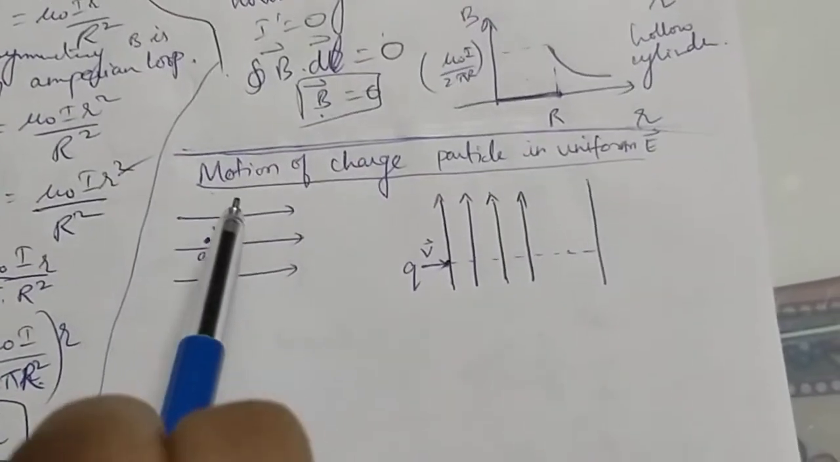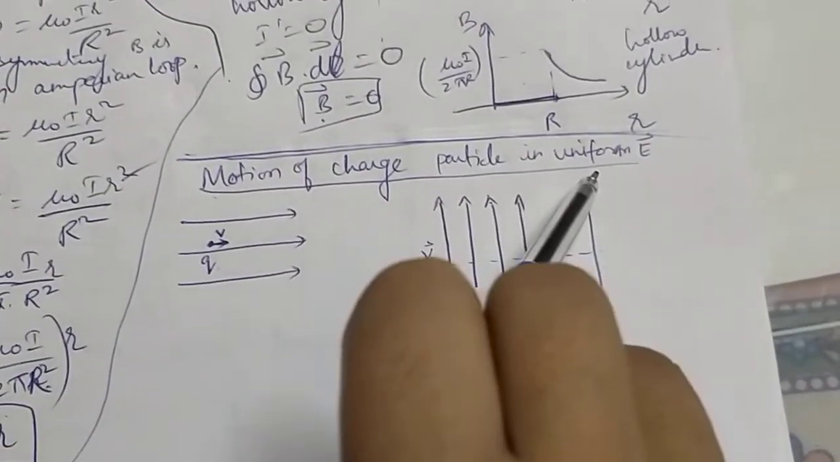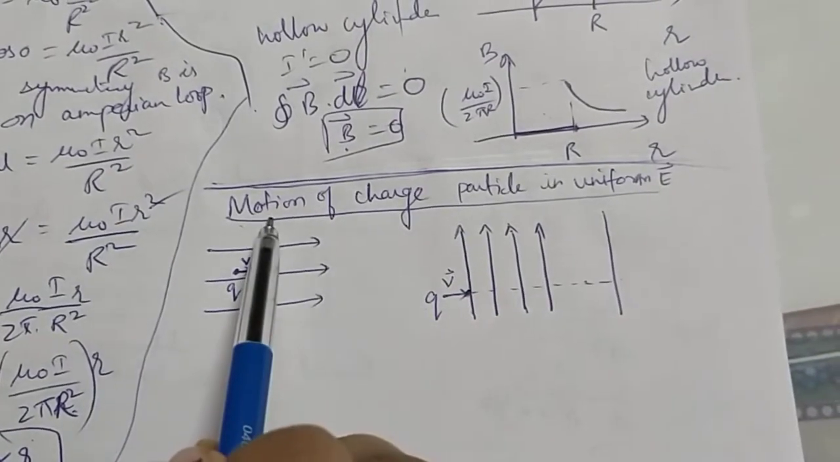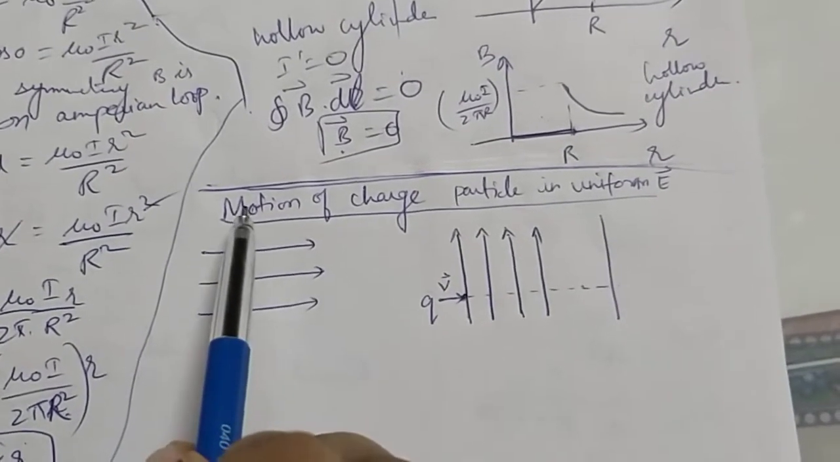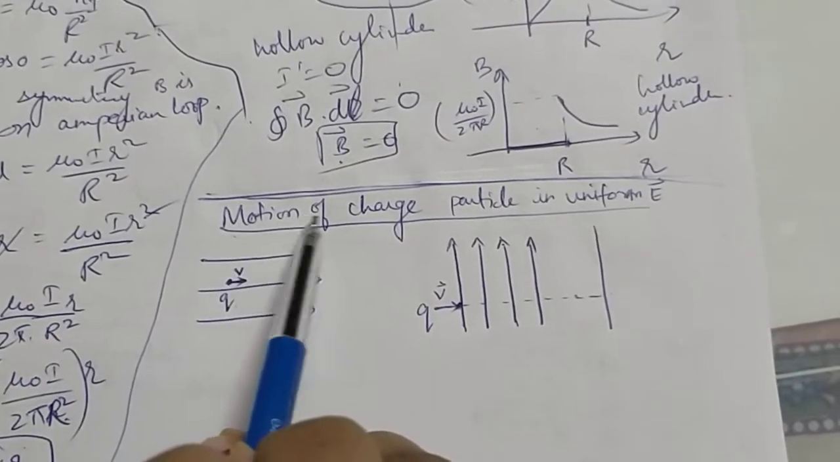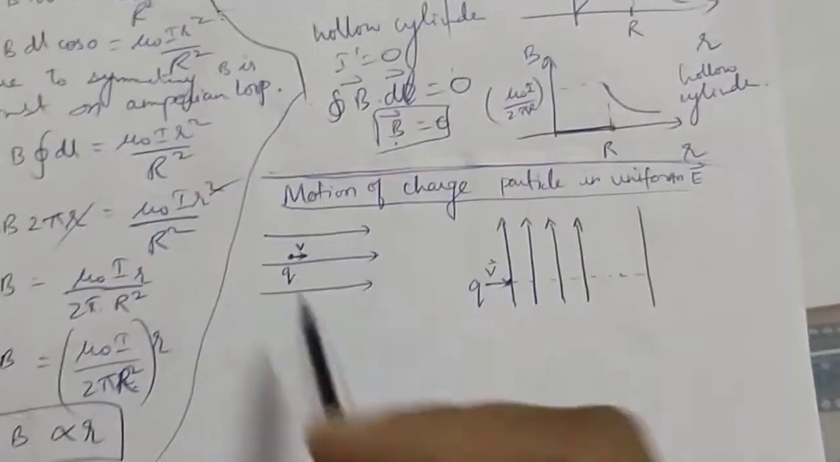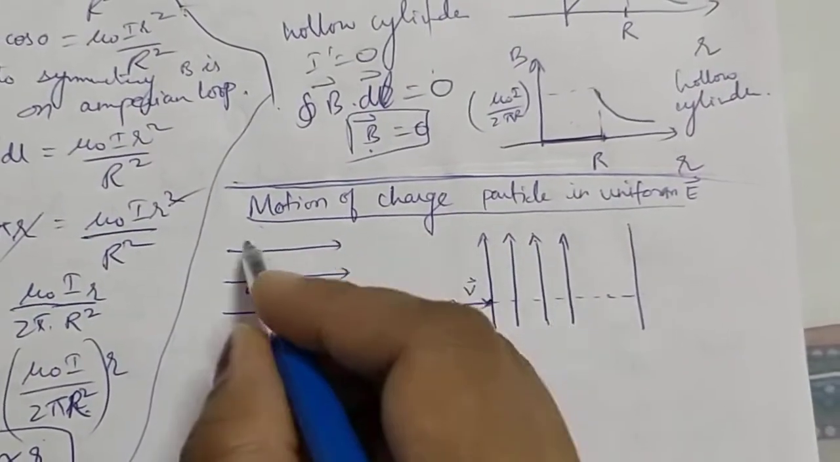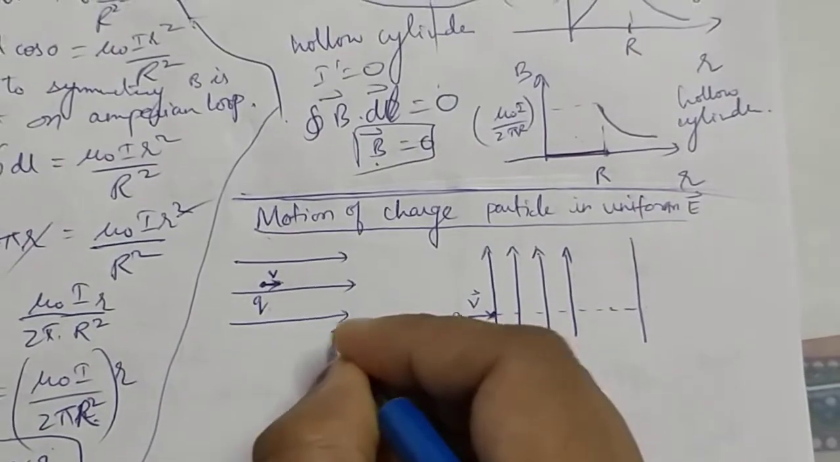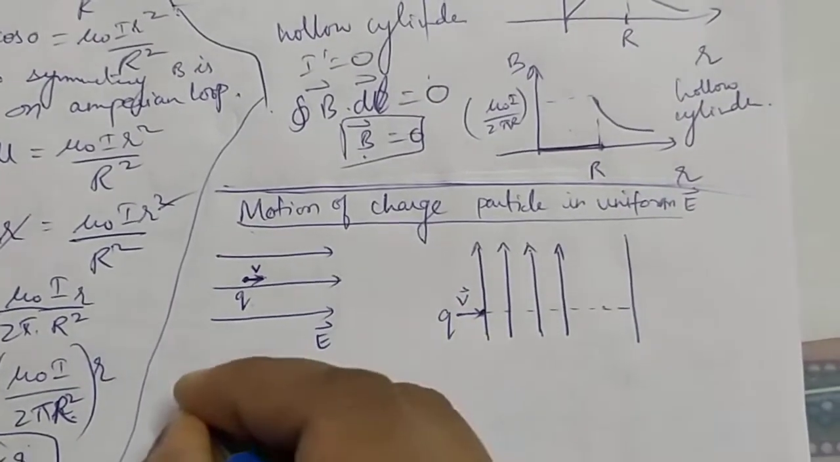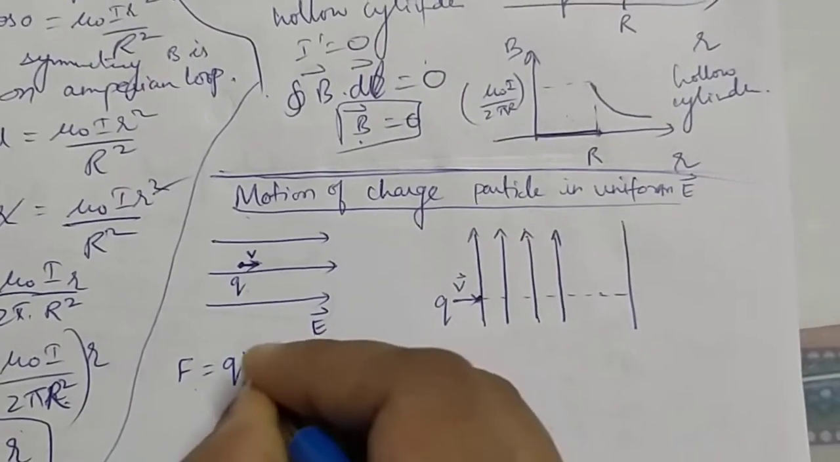Okay, children, our next topic is motion of a charged particle in a uniform electric field. Although this chapter is over, when we did electrostatics, there was no motion of the charge. Now here, the charge is moving and there is a uniform electric field. If this here is a charge which is already moving in this direction, and this is the direction of the electric field, you know that the force on a charge is Q into E.